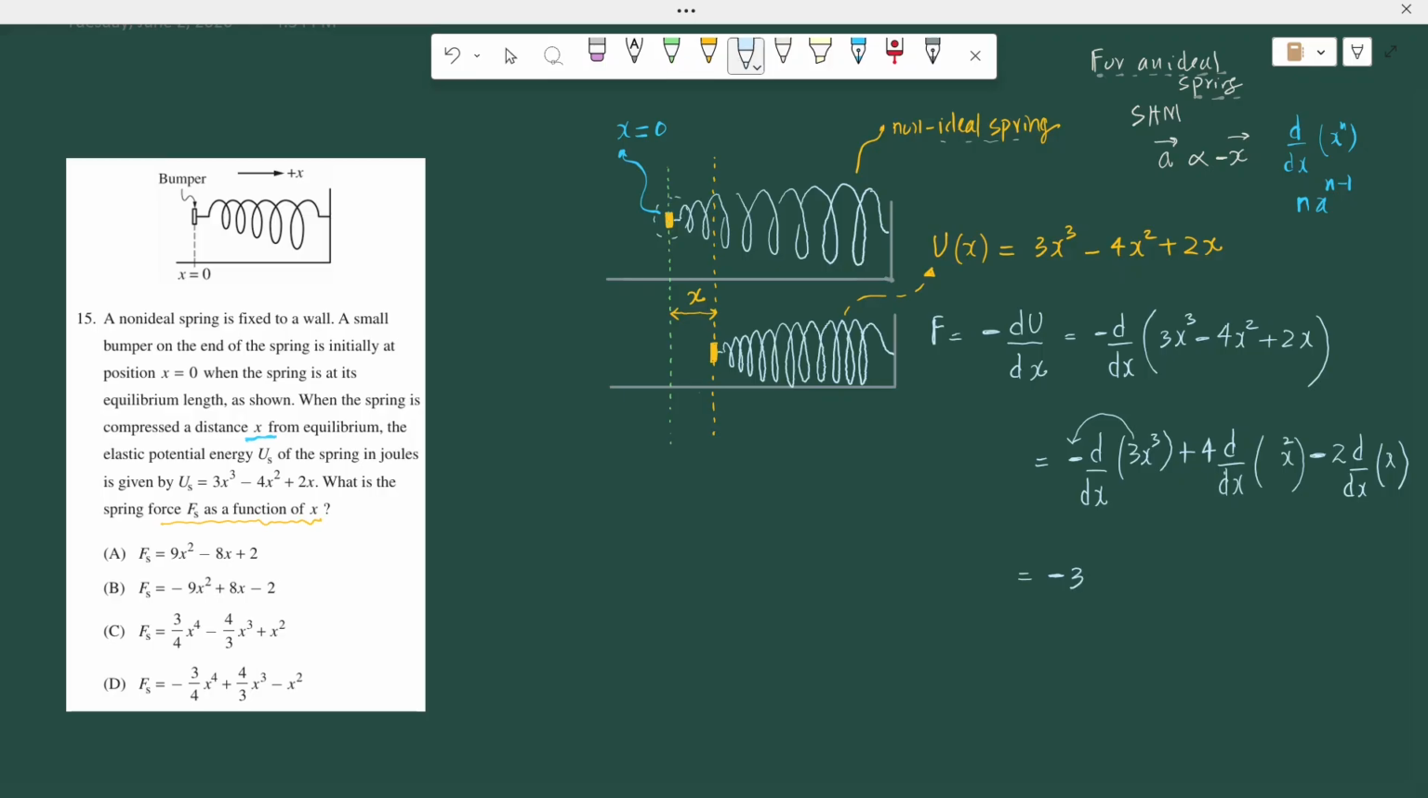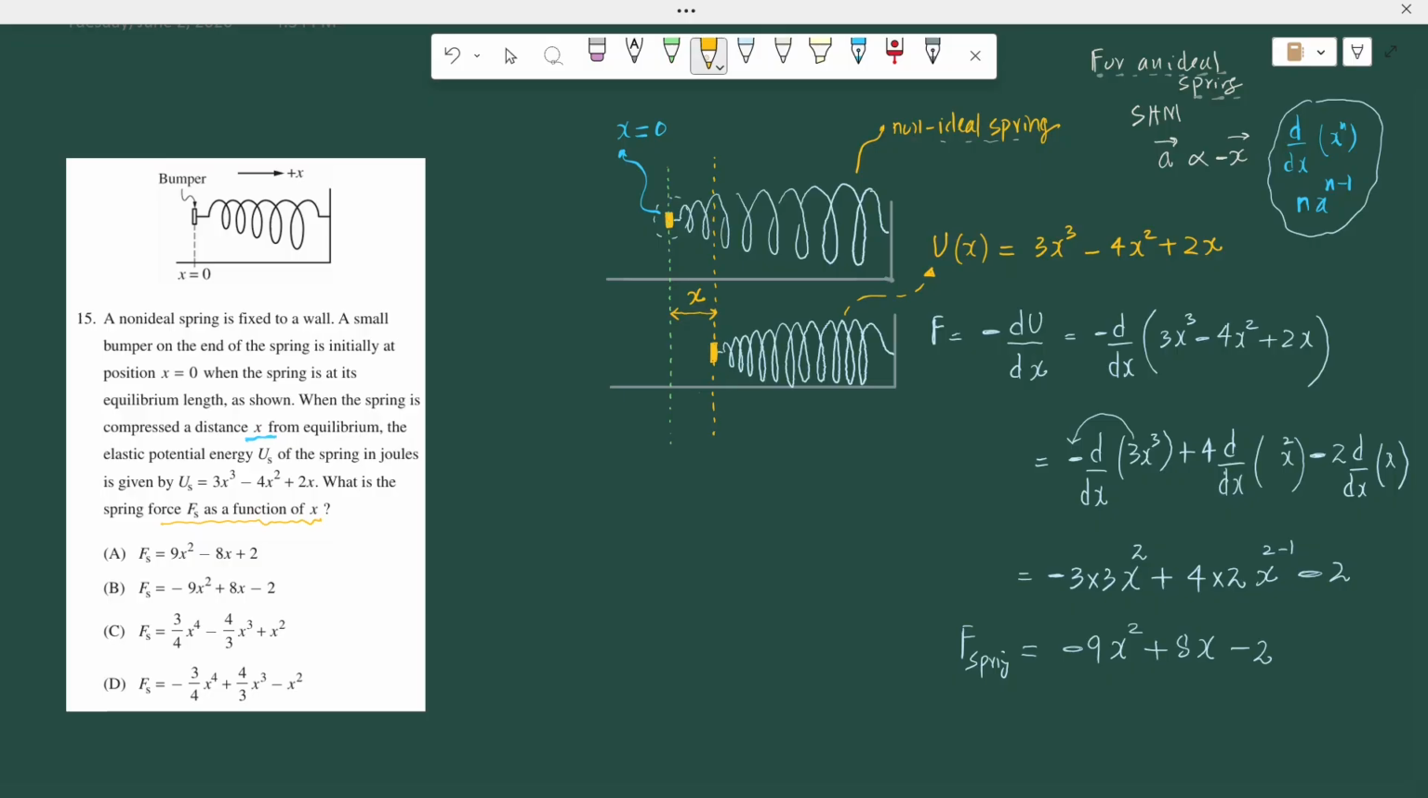So negative 3. When you take the derivative of x cubed, you can apply the power rule, which says that the power is multiplied with the coefficient, so 3 times 3 here, and x cubed becomes x to the power 3 minus 1, so x squared, plus 4 multiplied by 2. Applying the power rule on this term, the 2 is multiplied with 4, and it becomes simply x to the power 2 minus 1, and minus 2 times the derivative of x, which is just 1. So it simplifies to negative 9x squared plus 8x minus 2. So this is finally the spring force with respect to x.